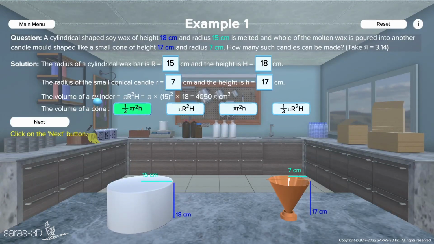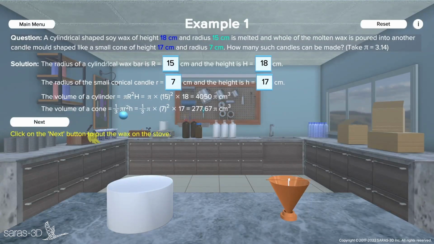Here you can see that we have substituted all the values of R and H and calculated the volume of the cylinder. In the same way, we will find the volume of one cone by substituting the values of r and h. We have kept them as a multiple of pi because when we find how many candles can be made, this pi will get cancelled. So there is no need to simplify by substituting the value of pi. You can just keep it as a multiple of pi.